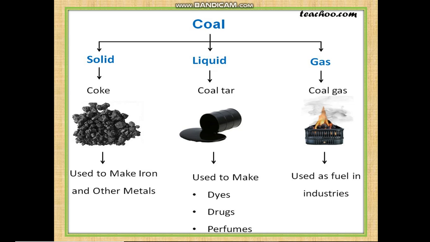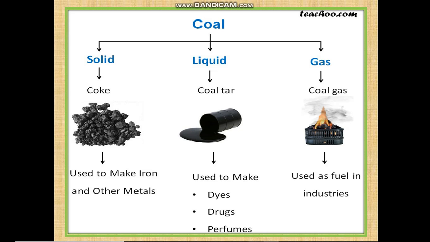Coal tar is also separated into many important chemical substances. The various uses of coal tar are: it is used to make dyes, drugs, perfumes, even photographic material, naphthalene, roofing material, etc.